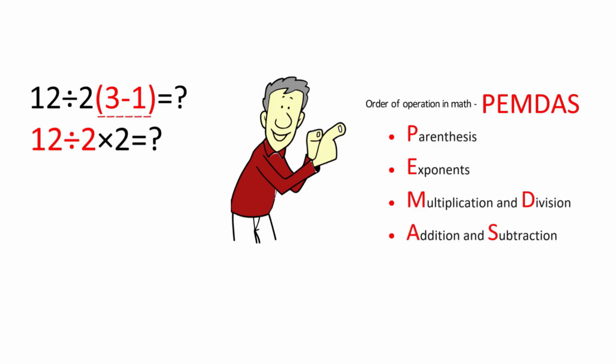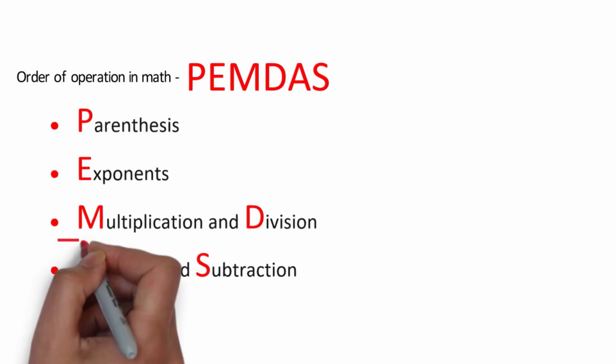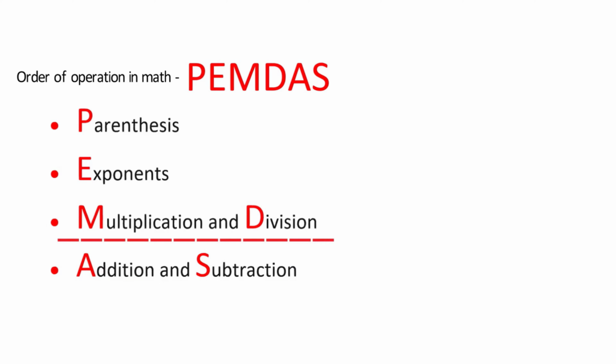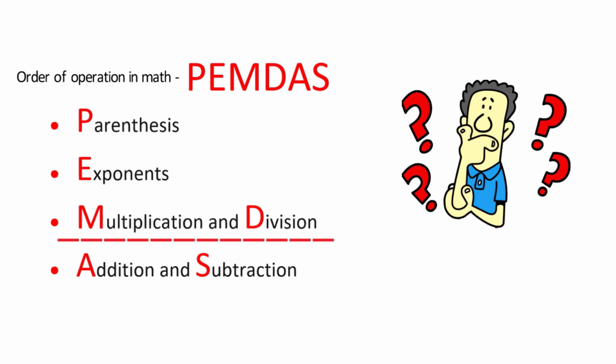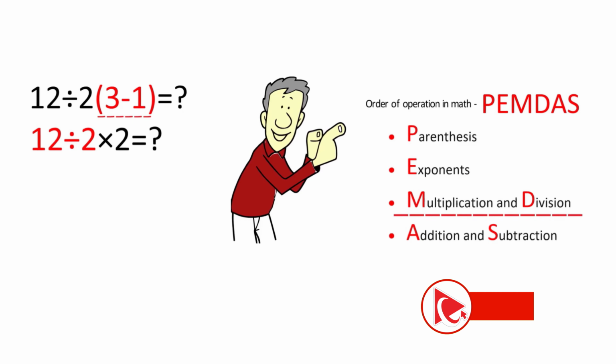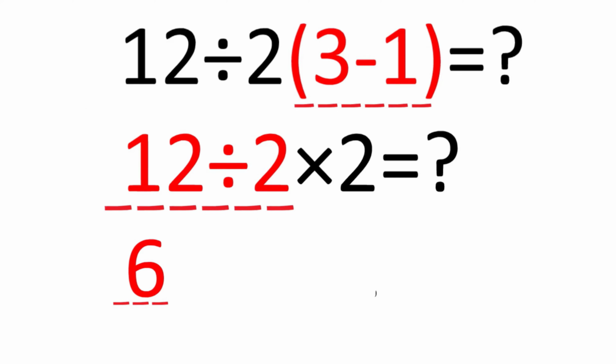The order PEMDAS tells us that we need to do multiplication and division. But what the order doesn't mention is that we need to do it from left to right. And what's interesting, the acronym itself is a little bit confusing because it shows multiplication first and then division. But in our case, we need to do division first and divide 12 by 2, and then do multiplication. Once we divide 12 by 2, we get 6, and the final expression we need to solve would be 6 multiplied by 2. So the correct answer here is 12.